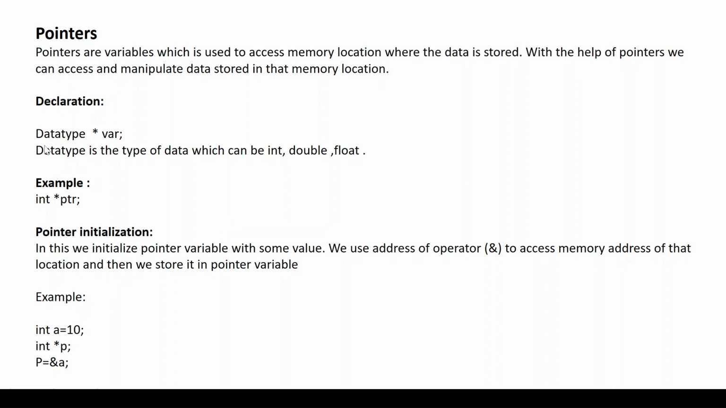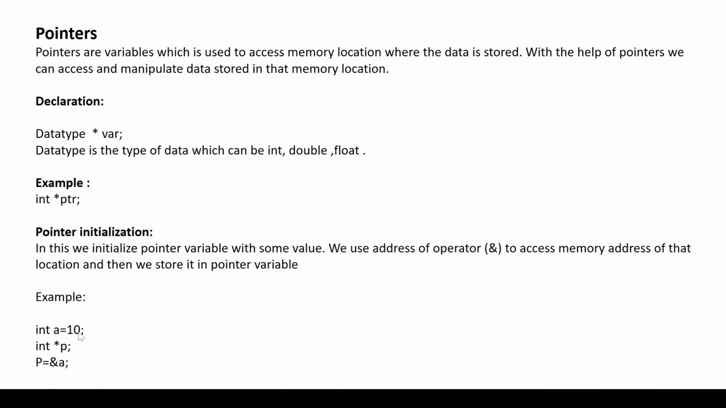To declare a pointer, we have to write the data type, then an asterisk, and then the variable name. This data type can be integer, character, float, double, and so on. For example, int *ptr. Here int is the data type, and *ptr is the name of the pointer variable.